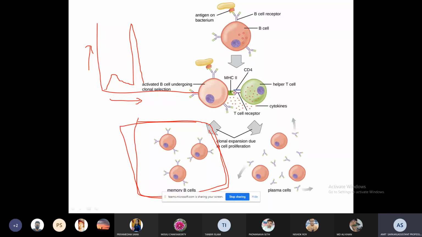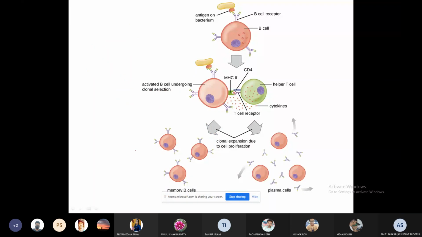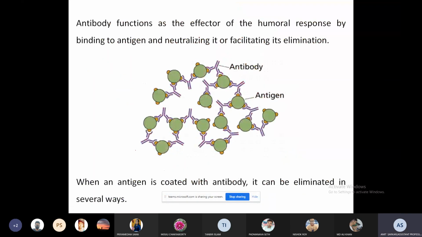So you will not suffer that much, and you will not develop that much symptom. Whenever a bacterium or virus comes, you already have the antibody-bound memory cells, so they will be able to recognize the organism very quickly and take the necessary action. Okay, so antibody functions: we can think about what the antibody is doing.